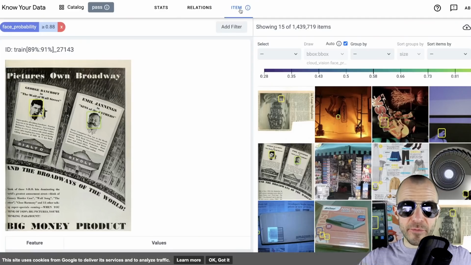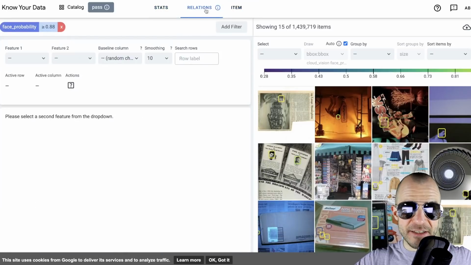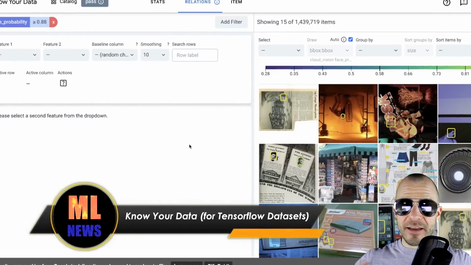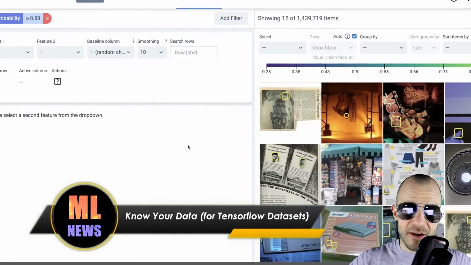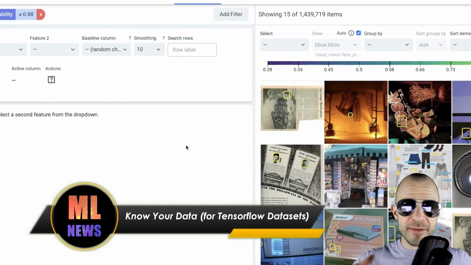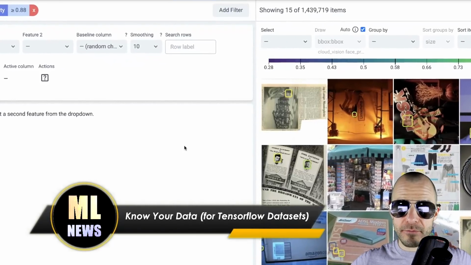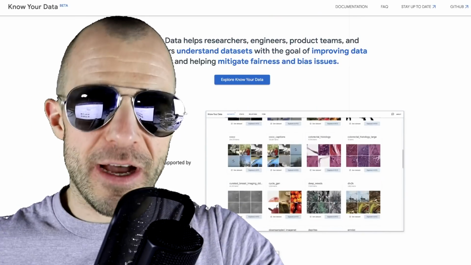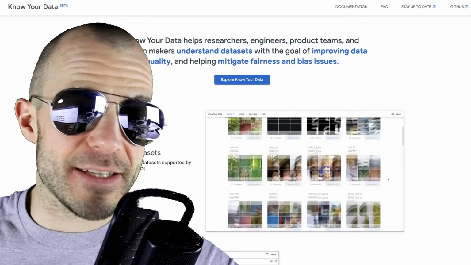This tool can be used for many different things. You can analyze stats, you can analyze relations between things, you can inspect the data, and especially if you have your own datasets, this can help you discover problems with the data, discover biases, systematic distortions, and so on. There's a bit of an explanation page to go with it. You can see you can filter, group, and much more. However, your datasets do have to be supported by the TensorFlow Datasets API.